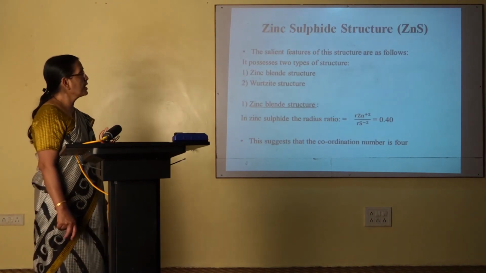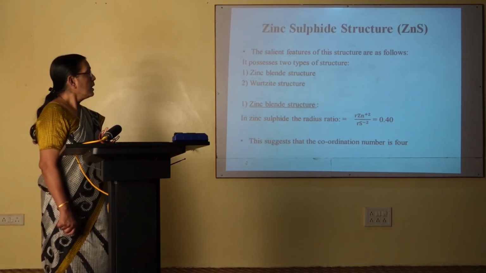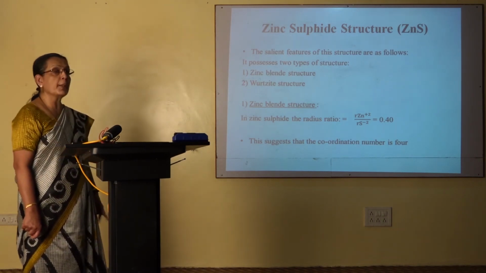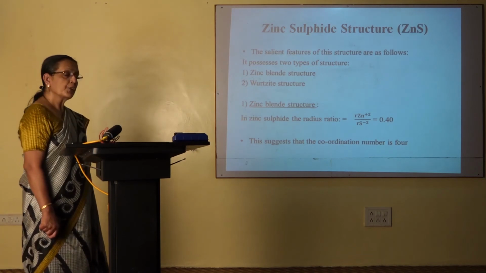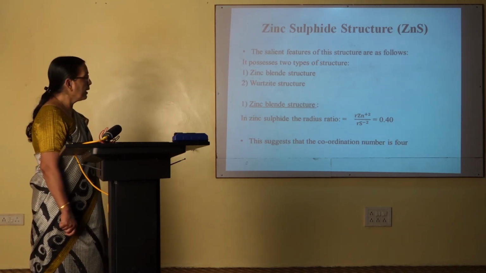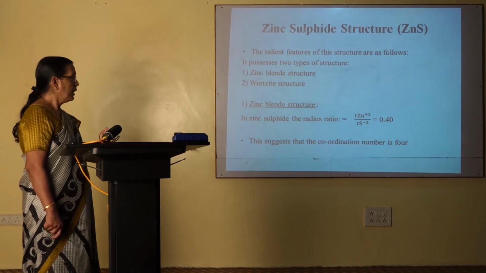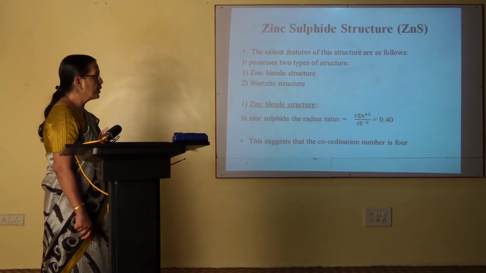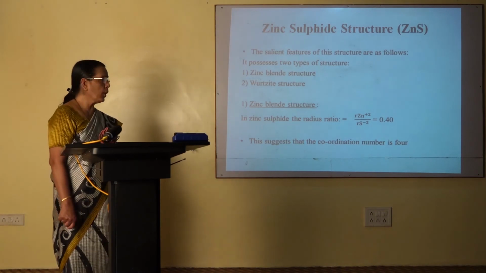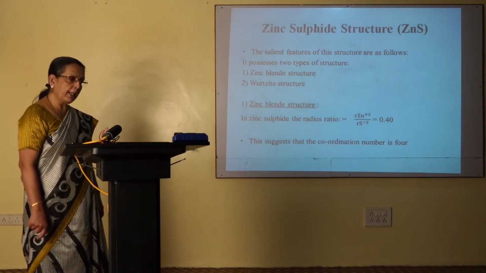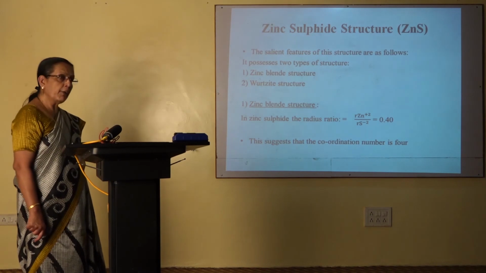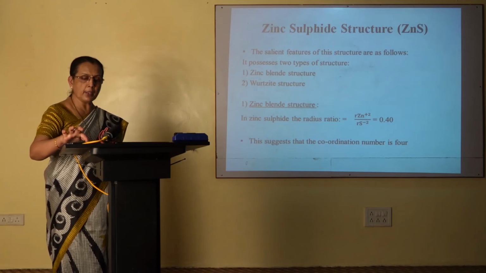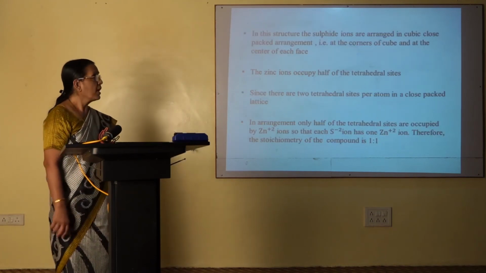Next structure, zinc sulphide structure. Here there are two types of zinc sulphide structure. First, zinc blende structure. Second, wurtzite structure. Zinc blende structure. Calculate the radius ratio of zinc blende structure. Radius of zinc ion divided by radius of sulphide ion. The value is 0.40. This suggests that the coordination number is 4.